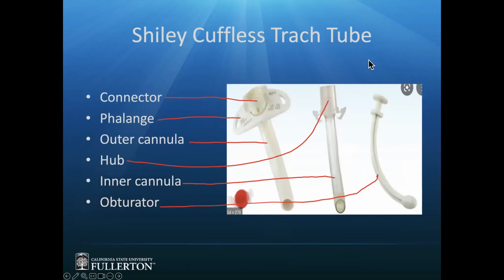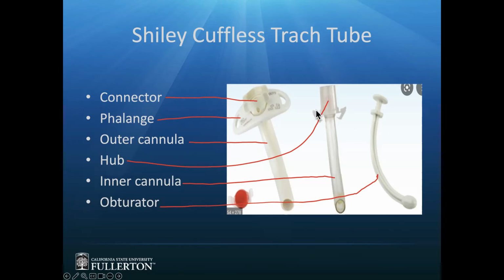Let's go to the next one. This is a Shiley cuffless tube. So the most important thing is, you look down here, there's no cuff. So there's no line to a pilot balloon either, because there's not going to be any air. Here, it still has the outer cannula. It has the inner cannula, and you can see here a little more detail about how it gets connected.